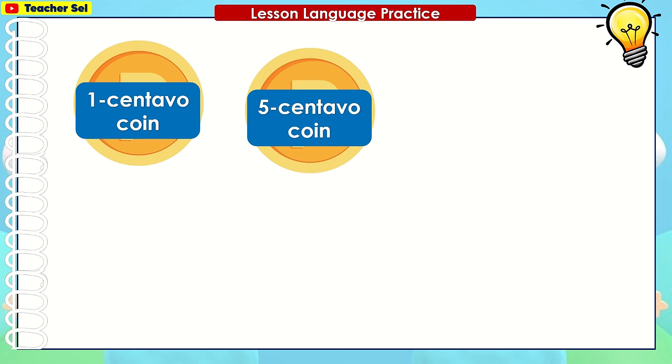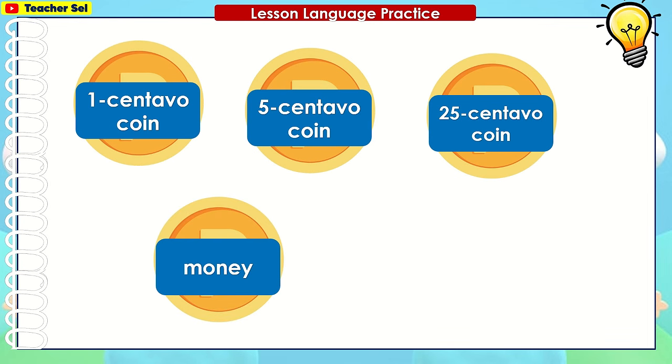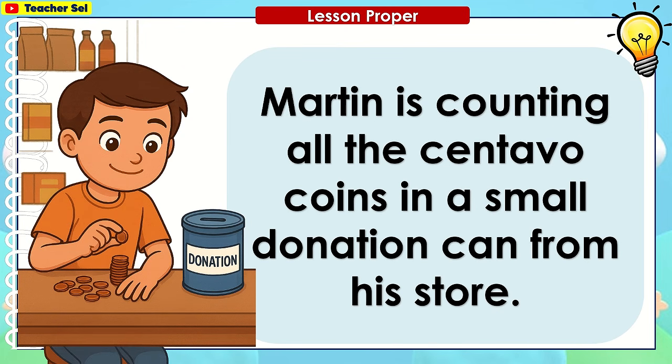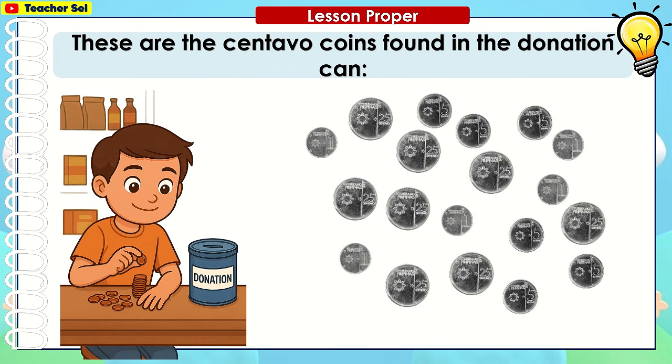Let's be familiarized with these terms. 1 centavo coin, 5 centavo coin, 25 centavo coin, money, centavos. Let's read this problem. Martin is counting all the centavo coins in a small donation can from his store. These are the centavo coins found in the donation can.